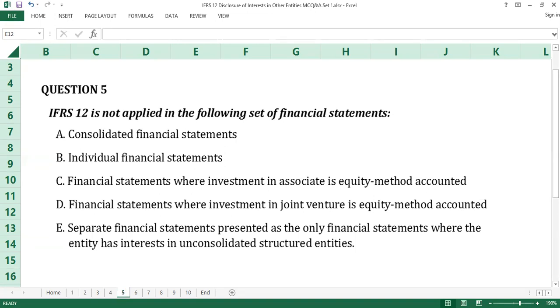Ten seconds gone. 20 seconds gone. Time up. The answer to question number 5 is B, individual financial statements. Individual financial statements in line with IAS 1 are financial statements that are not that of a group of entities. All other options include some form of combination of entities. B is the answer to question number 5.